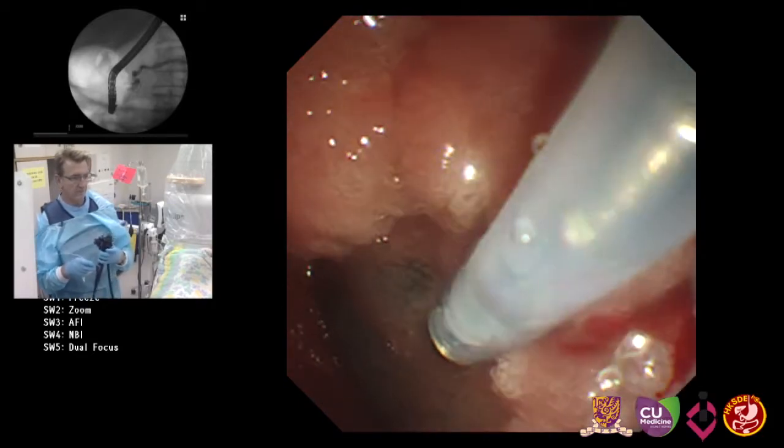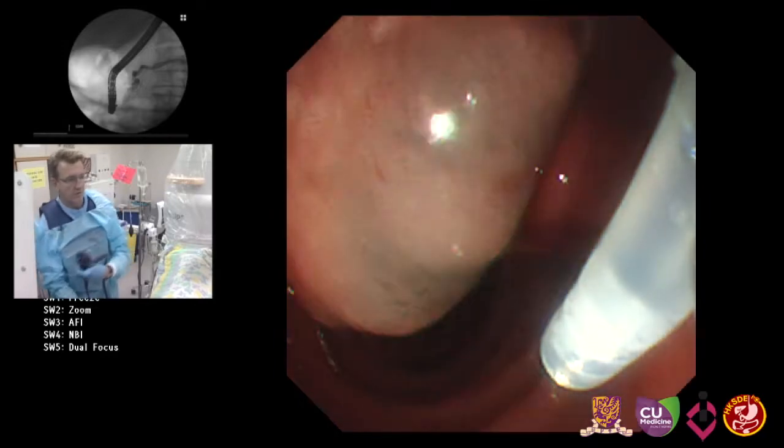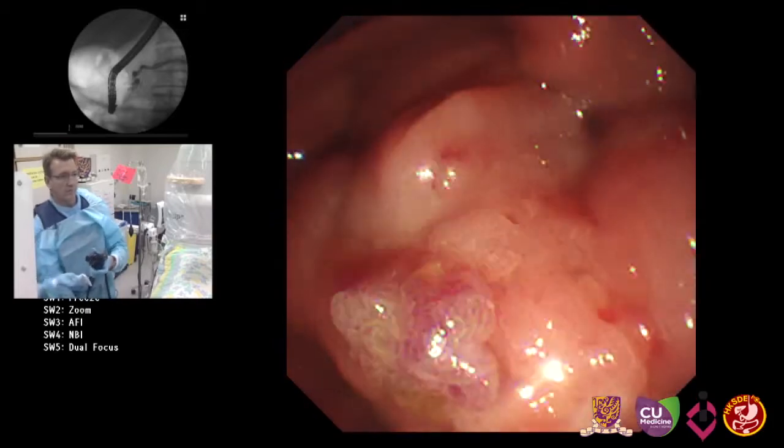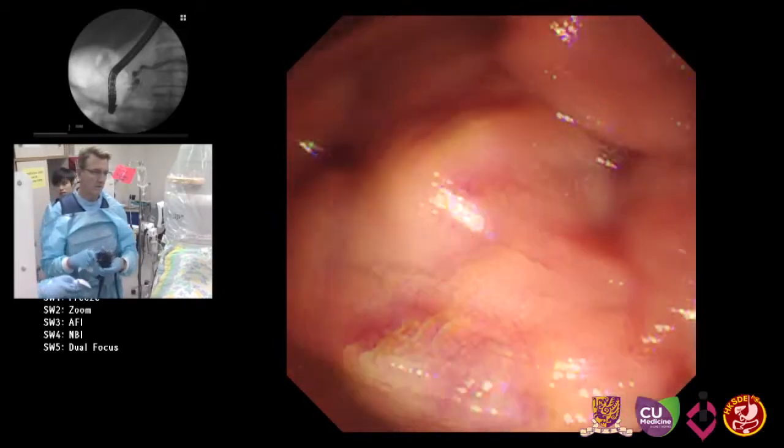Good, needle back. The case will continue here, and the lunch is served now. You can go to get some lunch if you want, and we will continue with the case.